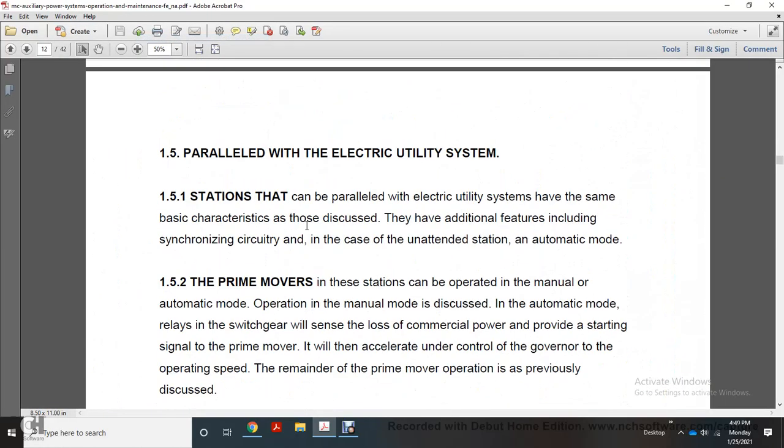1.5. Parallel with electrical utility systems. Stations that can be paralleled with electrical utility systems have the same basic characteristics as those discussed. The additional features include synchronizing circuitry in the case of unattended stations and automatic mode.